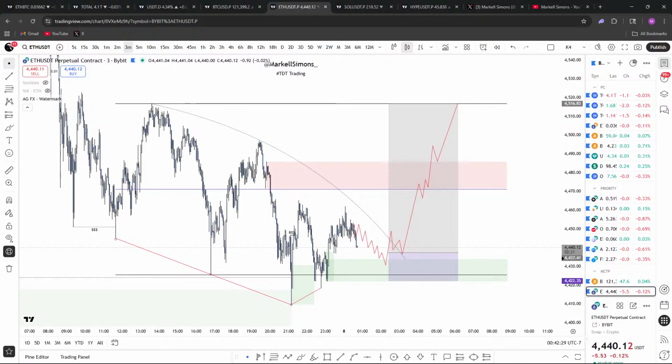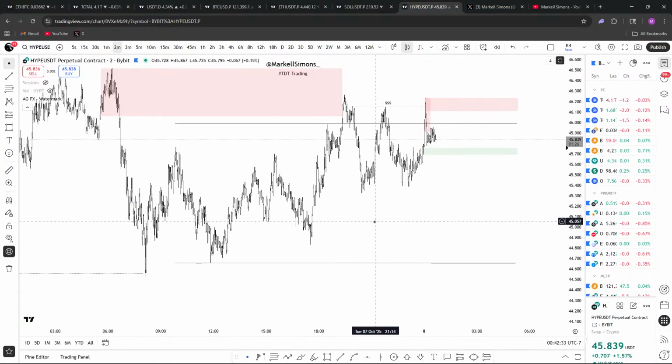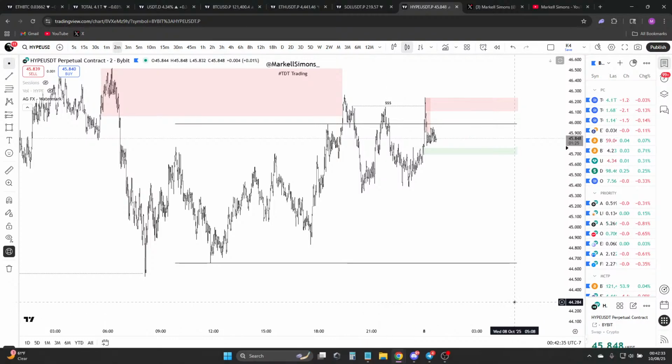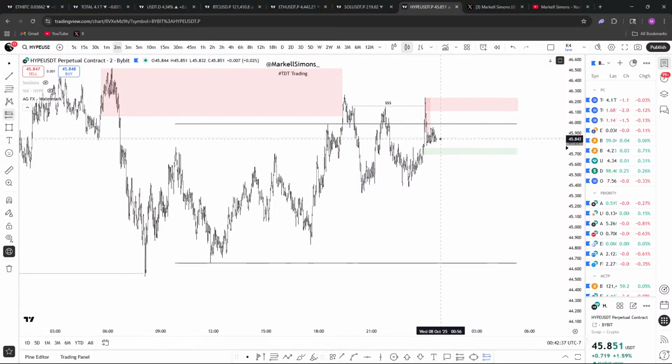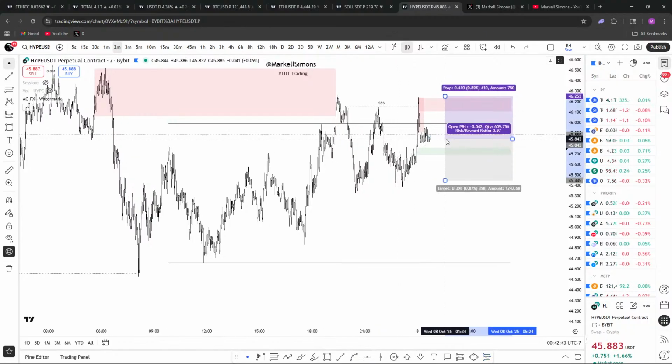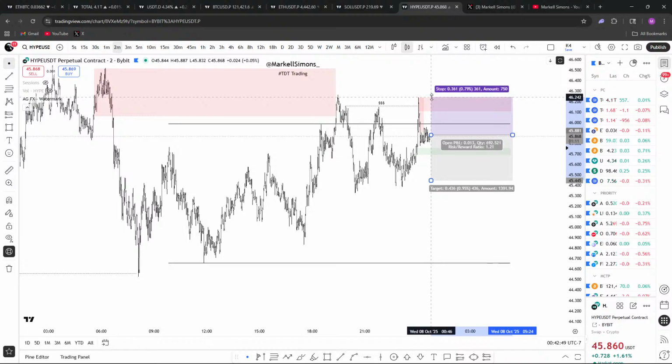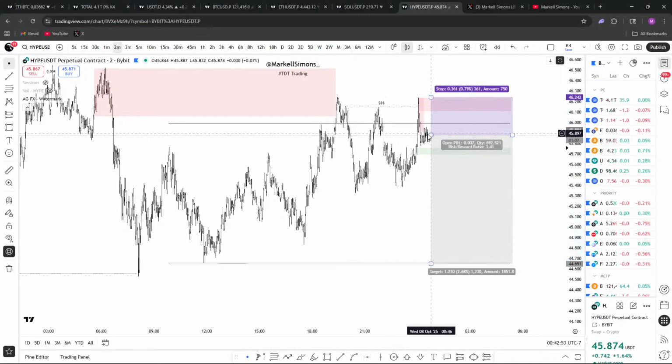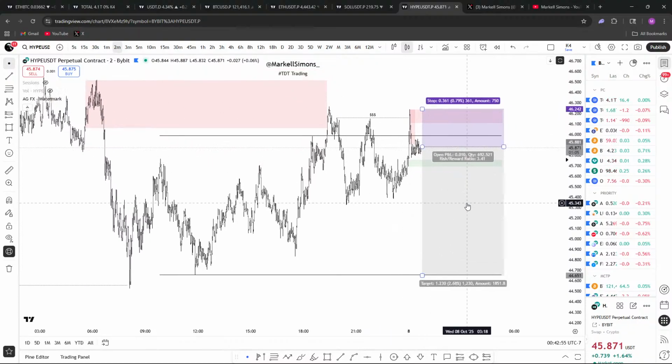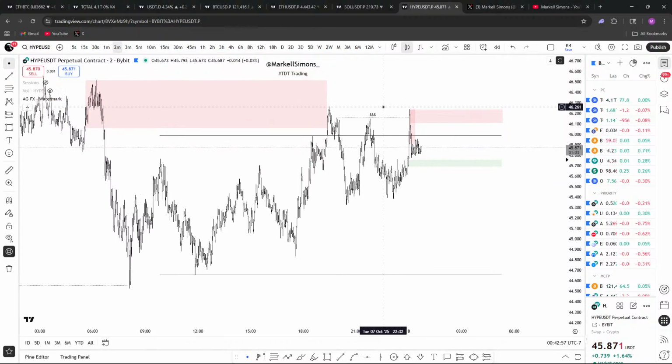But there is no good entry on hype. Yeah, that's the thing. If you want to enter hype, first off, it isn't even really a confirmation yet, so you haven't got your trade confirmation, so you really can't even trade it. But if you wanted to FOMO in and put your stop above this high, you could look for a potential 3% gain, but nah.